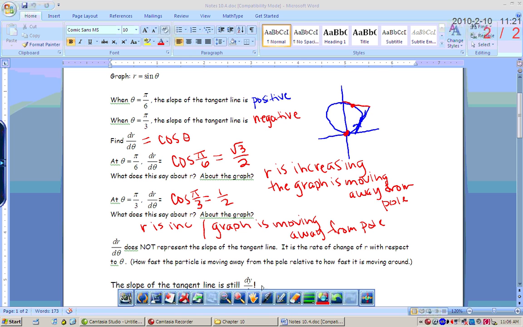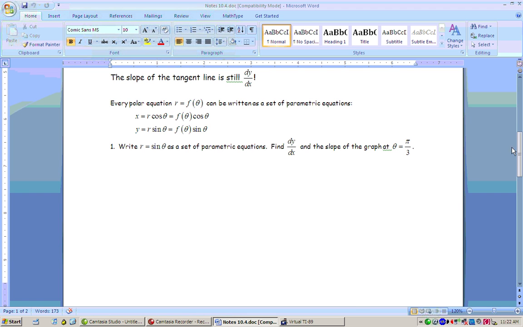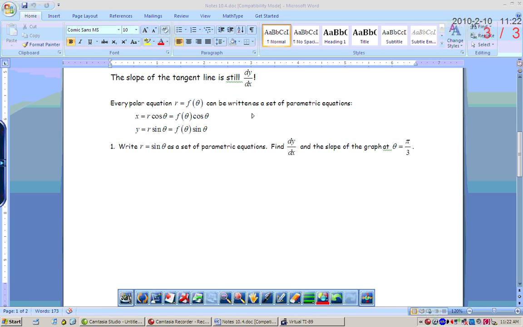The slope of the tangent line is still dy dx. So even if they ask you to find the slope of the tangent line to a polar graph, the slope is not dr d theta. It's still dy dx. No matter what, slope is always dy dx. So in order to find dy dx, what we're going to have to do is rewrite the polar equation as a set of parametric equations in x's and y's, because to find slope, we have to find dy dx. From yesterday, we know that x equals r cosine theta, and y is r sine theta.